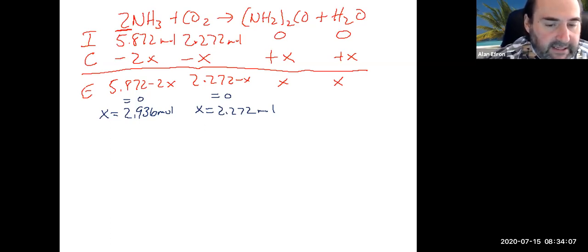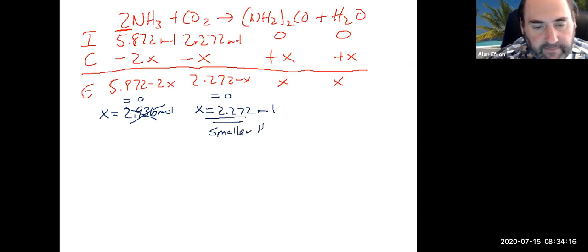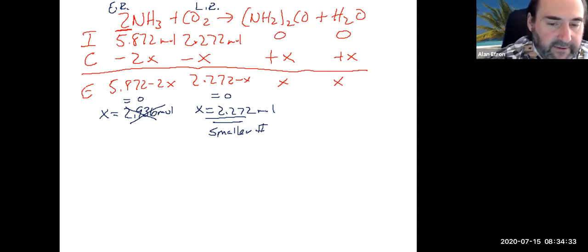We see that this number here is larger. So this is not going to be the number we're looking for. This one, again, is the smaller number. And again, what that means is the CO2 in this case would be our limiting reagent. By default, the excess reagent is going to be the NH3 in this case. Any questions on that?